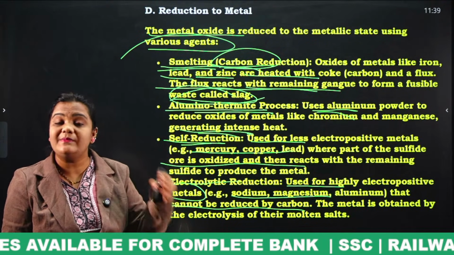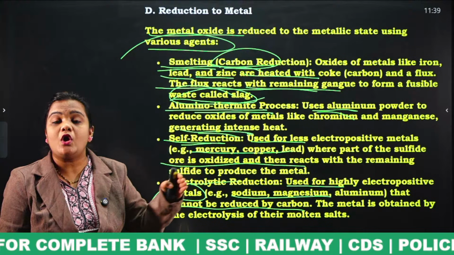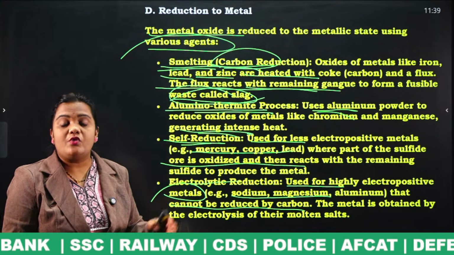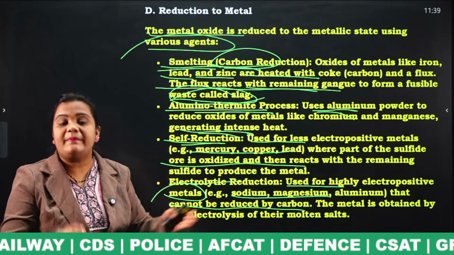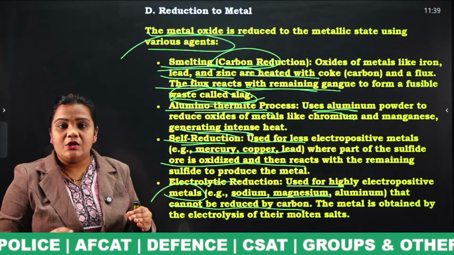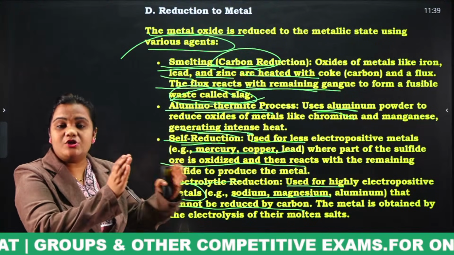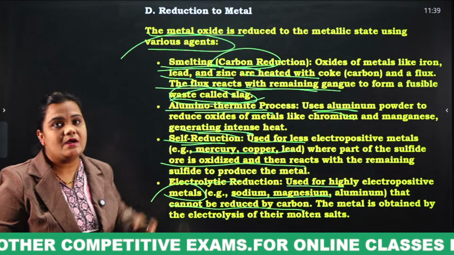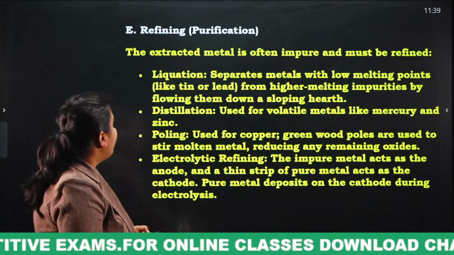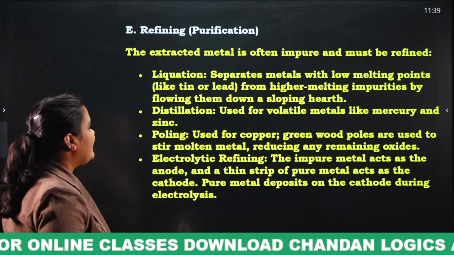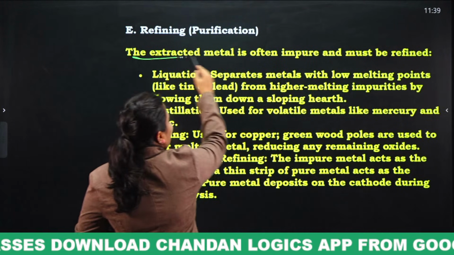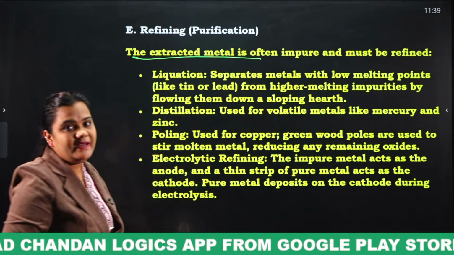You all know what we mean by electrolysis, students? Electrolysis is when cathode and anode are present in the solution, and the thing which is in the molten state will be attracted to the cathode, that is the electrolysis process. Okay. Next, refining process, purification. The extracted metal is often impure and must be refined.